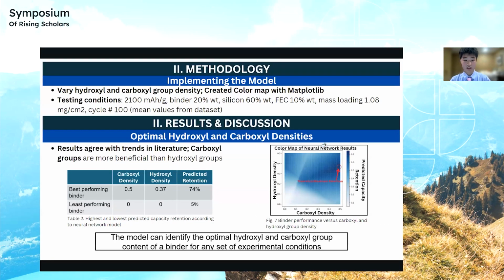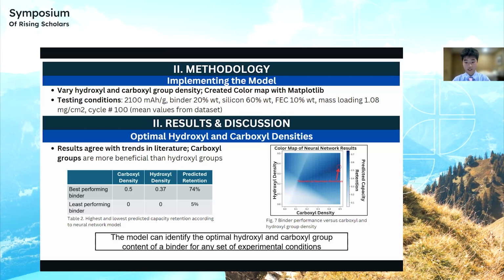Next, I implemented my model. In order to do this, I wanted to compare the hydroxyl and carboxyl group densities with my dependent variable, predicted capacity retention. And I wanted to do this using a color map. So to create my color map, I standardized all the other independent variables so they would not have any impact on the predicted capacity retention, so I could just isolate the performances of hydroxyl group content and carboxyl group content on the predicted capacity retention.